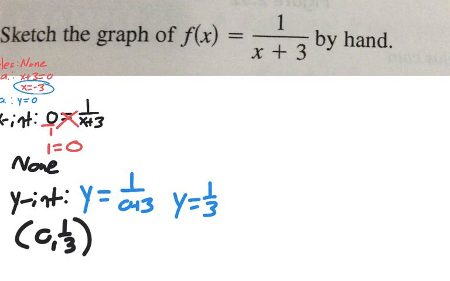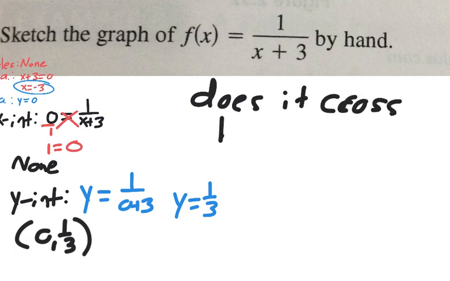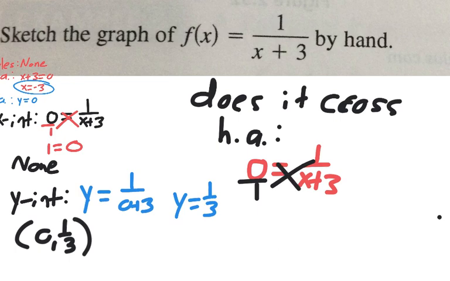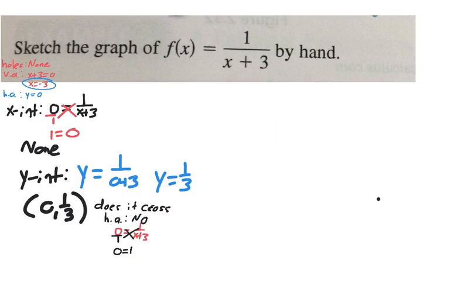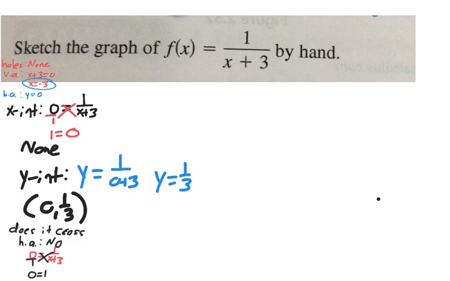And then the last thing we need to check is, does it cross the horizontal asymptote? The way we do that, we know the horizontal asymptote happens when y is 0. So we plug in 0 for y and solve. So again, this is a special case, because my horizontal asymptote is on the x-axis. So I know there are no x-intercepts, so I know this is not going to work either. So that's going to be 0 equals 1, which again means no, it does not cross the horizontal asymptote. So those are the 1, 2, 3, 4, 5, 6 things that we're checking for. And we're going to build the beginning of our graph from those.